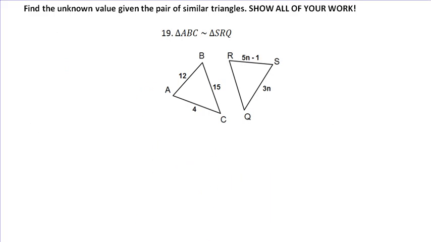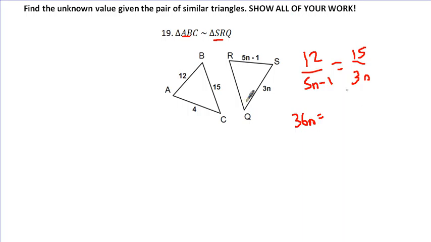In number 19, we want to look at it the same way. We want to find RS, which corresponds with AB. So AB is 12, RS is 5n minus 1. You also want to look at BC and SQ. They are the other corresponding parts, BC being 15, SQ being 3n. When we cross multiply, you would get 36n would equal, I'm sorry, I messed this up again.